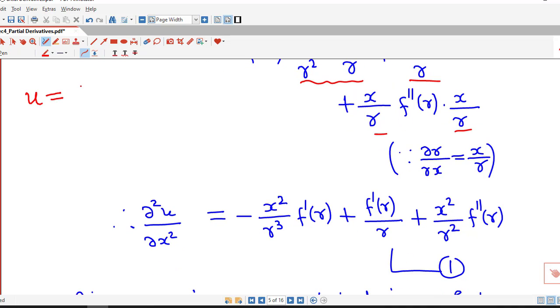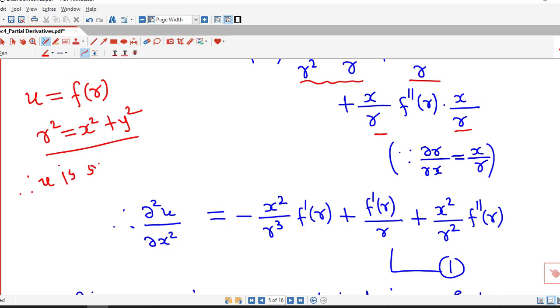Now here u is a function of r and r is given in terms of x and y by this formula, r square equal to x square plus y square. So here we can see r is symmetrical in x and y. If we interchange x and y, r does not change. That means r is symmetrical in x and y. That means u is also symmetrical in x and y. So we don't have to calculate the second order partial derivative with respect to y.